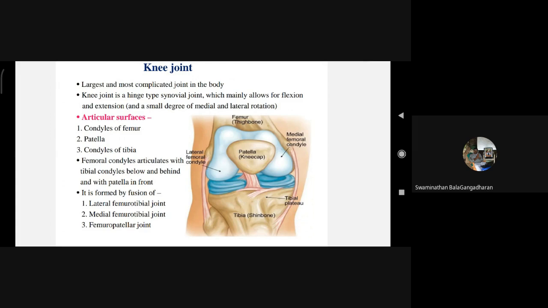Femoral condyles articulate with tibial condyles below and behind, and with patella in front. Femoral condyles, you can see here clearly in the picture. You can see clearly in the picture how these bones are articulating. Like these blue colors are shown as cartilage. You can see the blue colored structure here is cartilage.